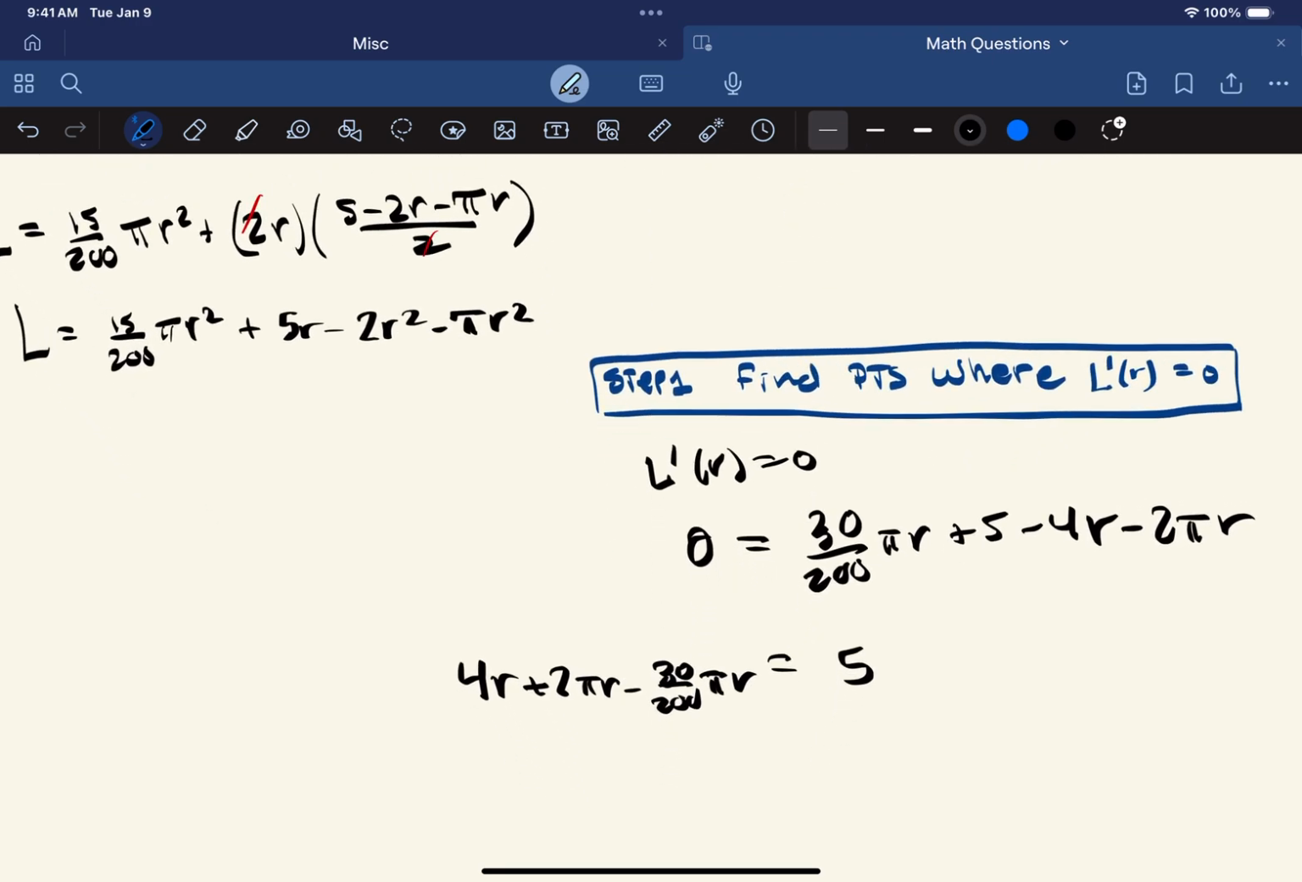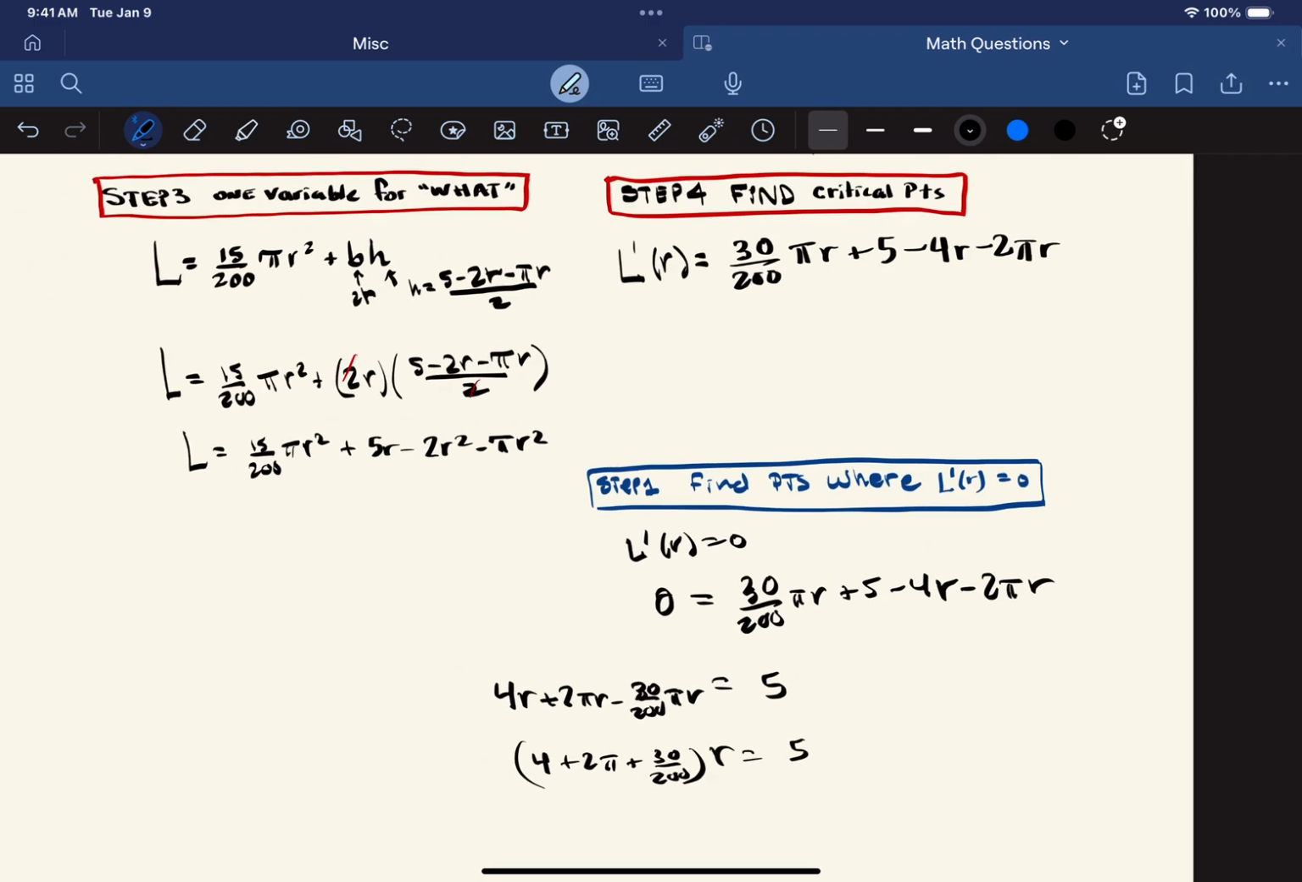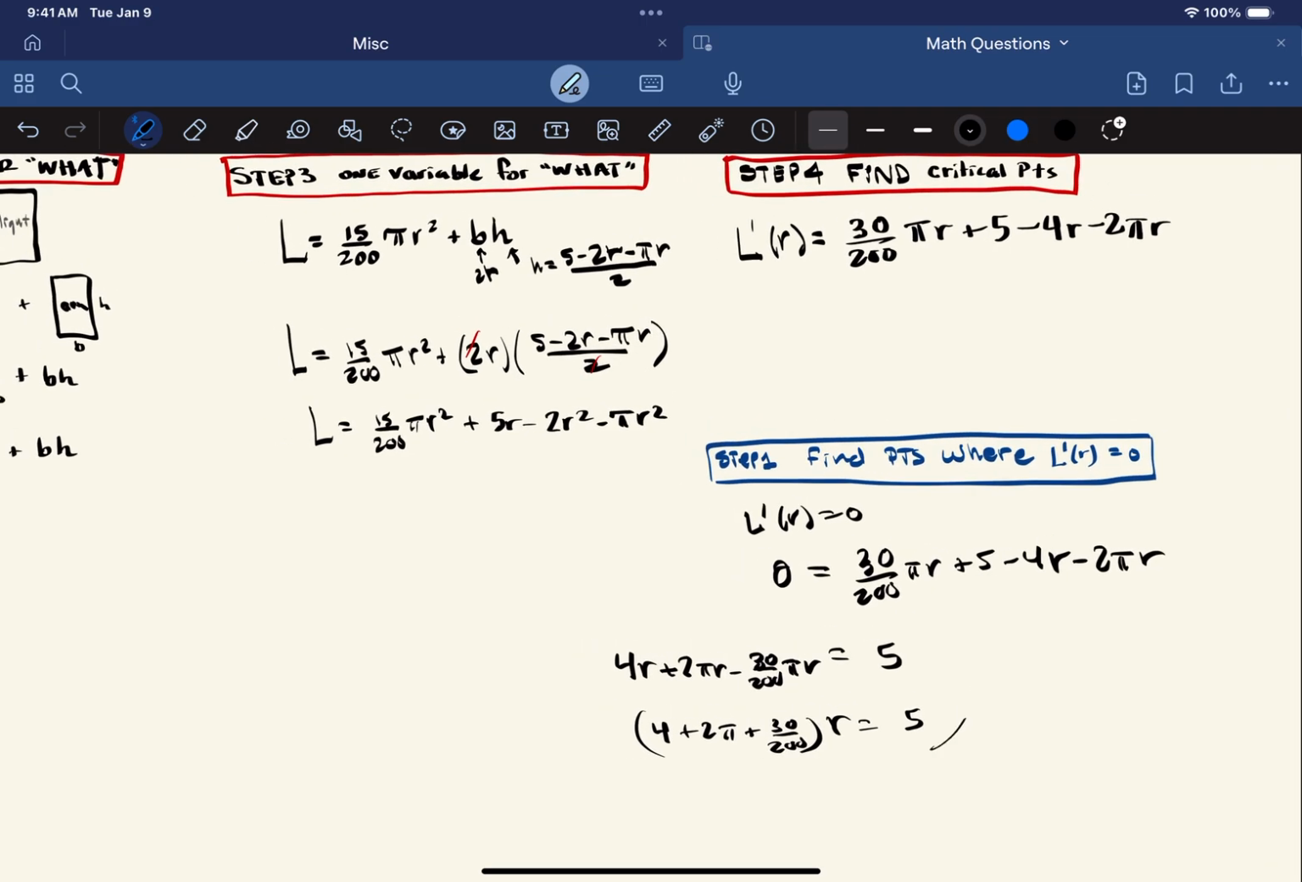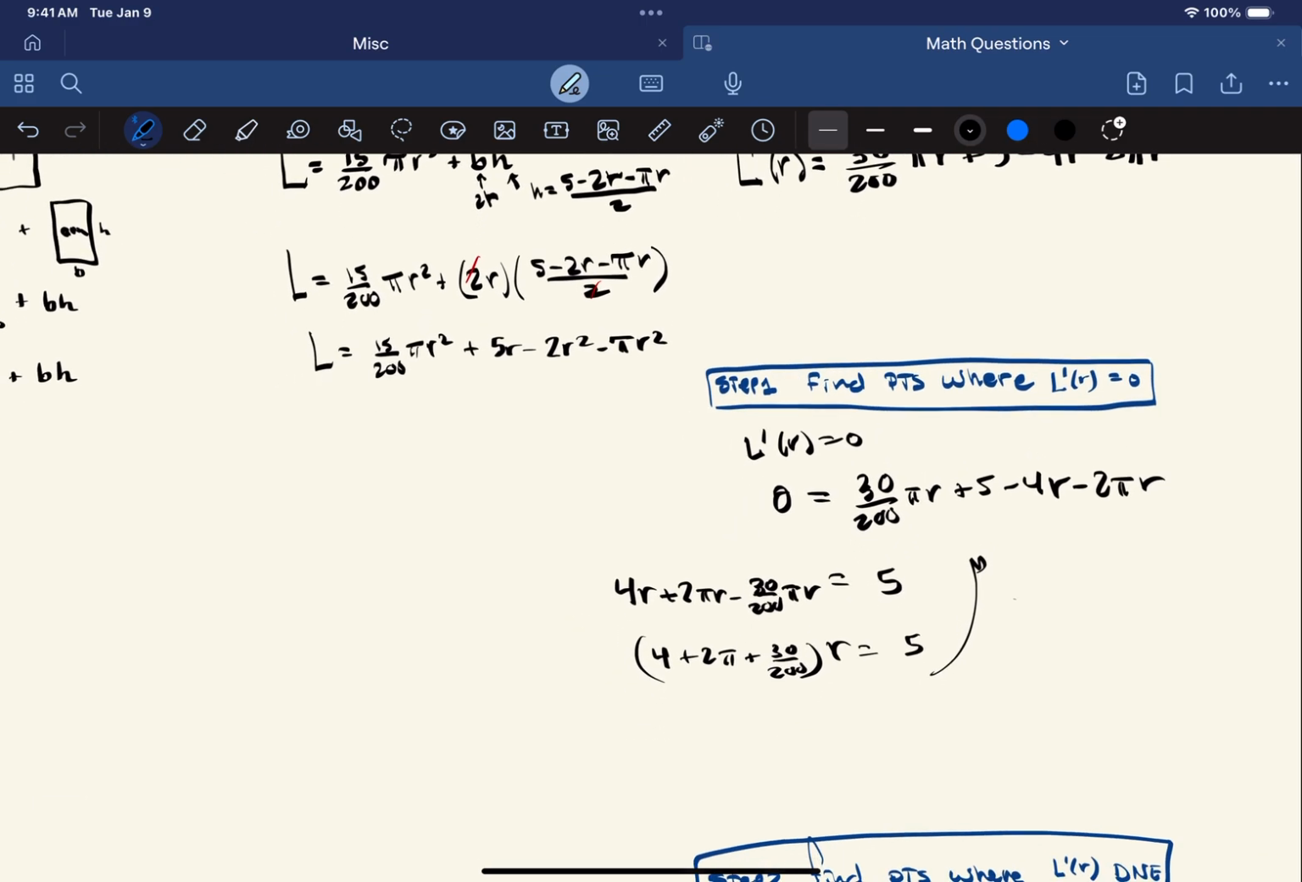So I moved all the things that had an R on the other side, so that I get 4 plus 2 pi plus 30 over 200 times R is equal to 5. So I could just solve for R. This would tell me that R is equal to 5 divided by that entire coefficient, 4 plus 2 pi plus 30 all over 200.